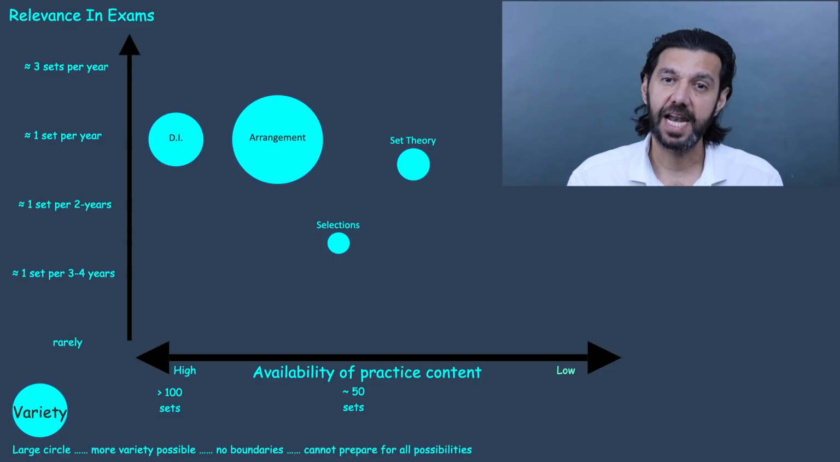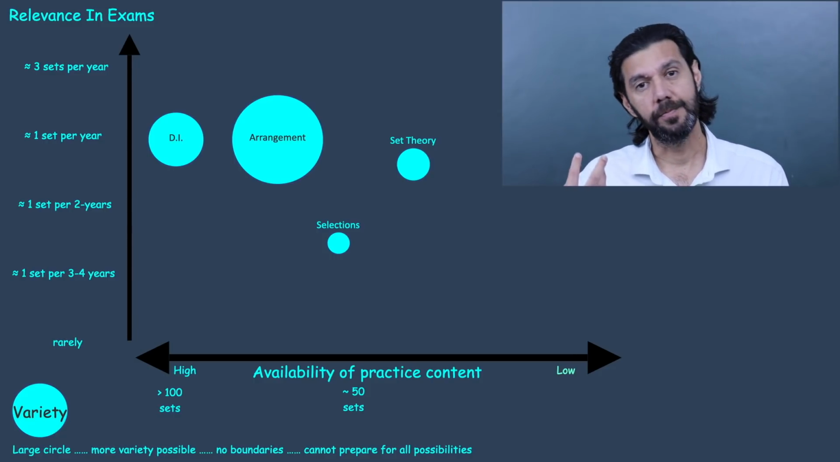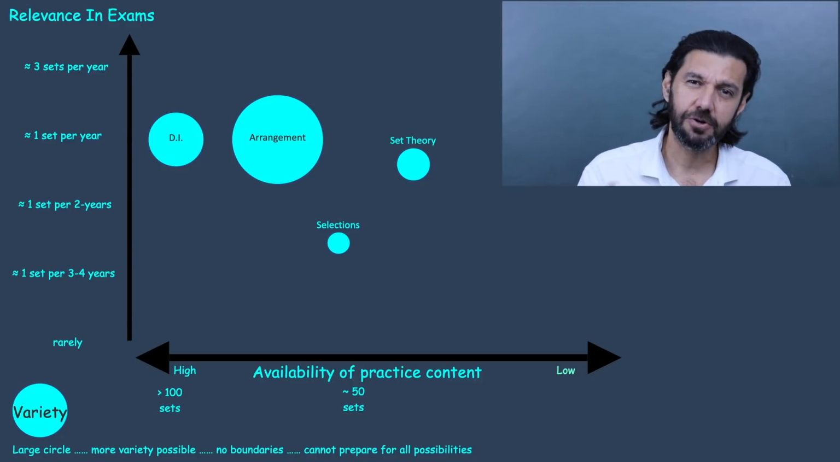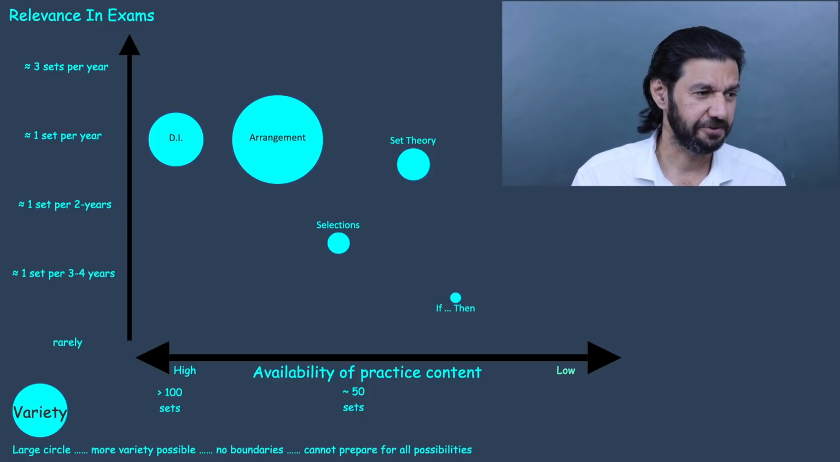There's a topic called selections. Selection is forming teams. Now, you get a set every 2 years or every 3 years, you'll get one set. Okay, these are easy topics. You have a decent amount of content to prepare, more than 50 sets.